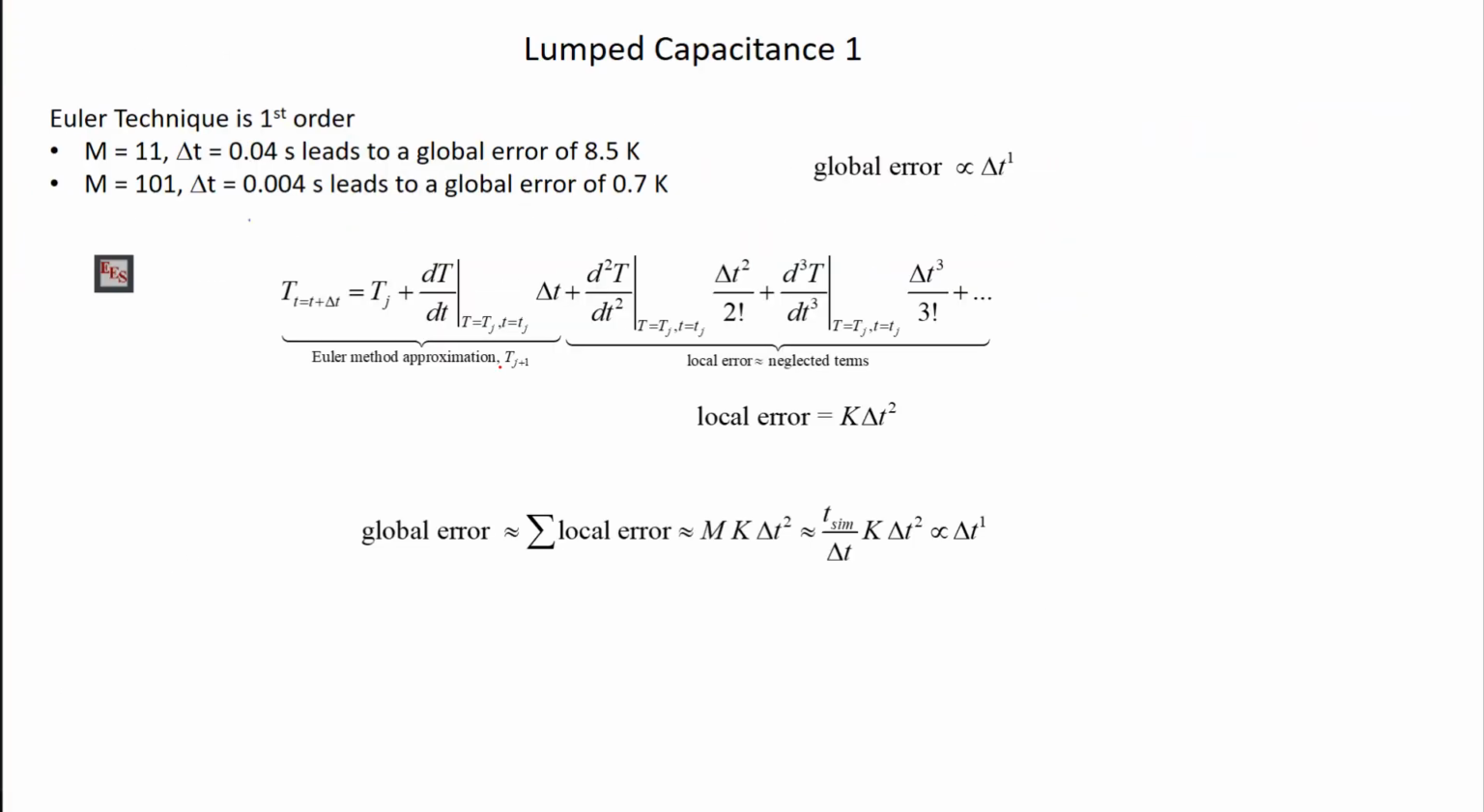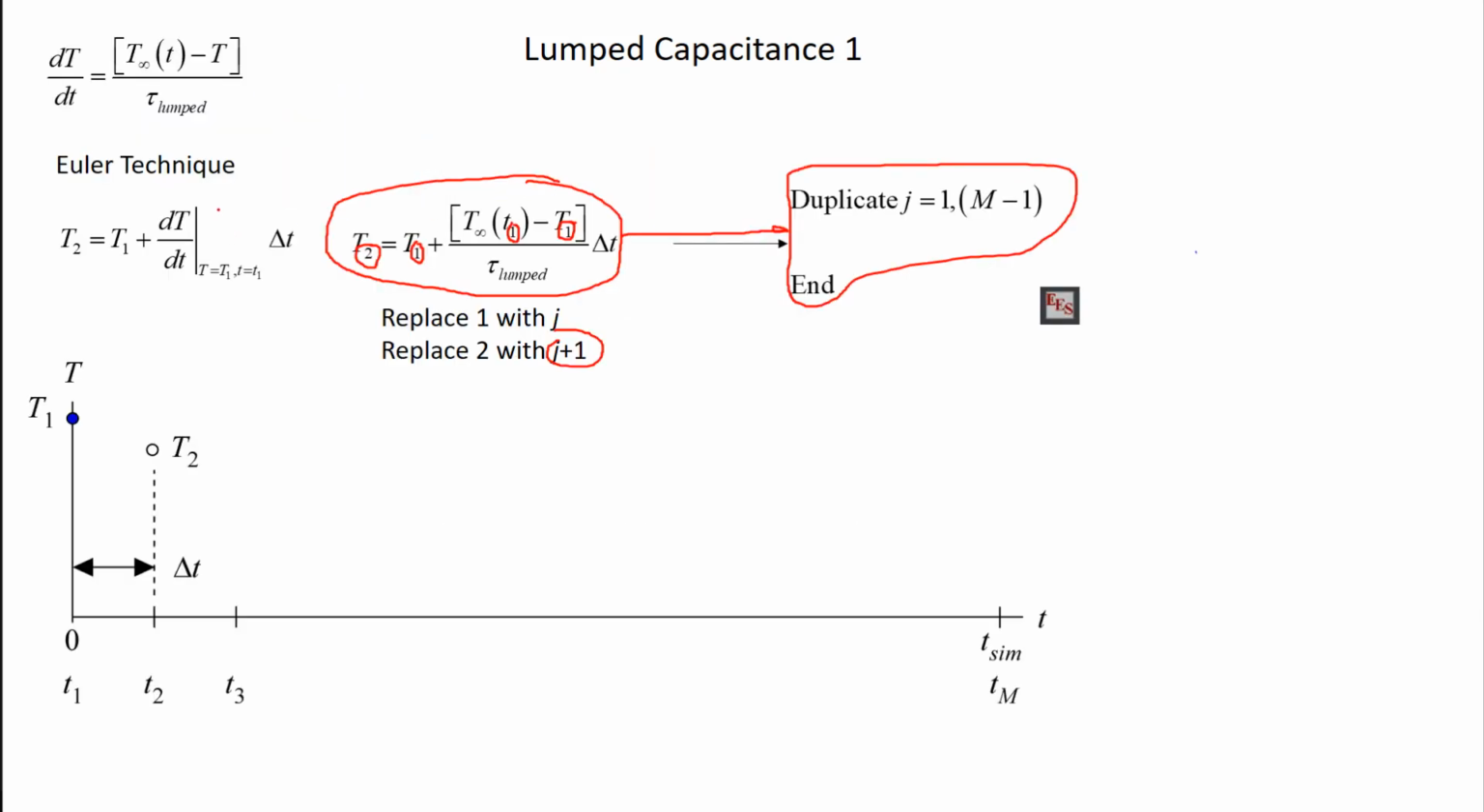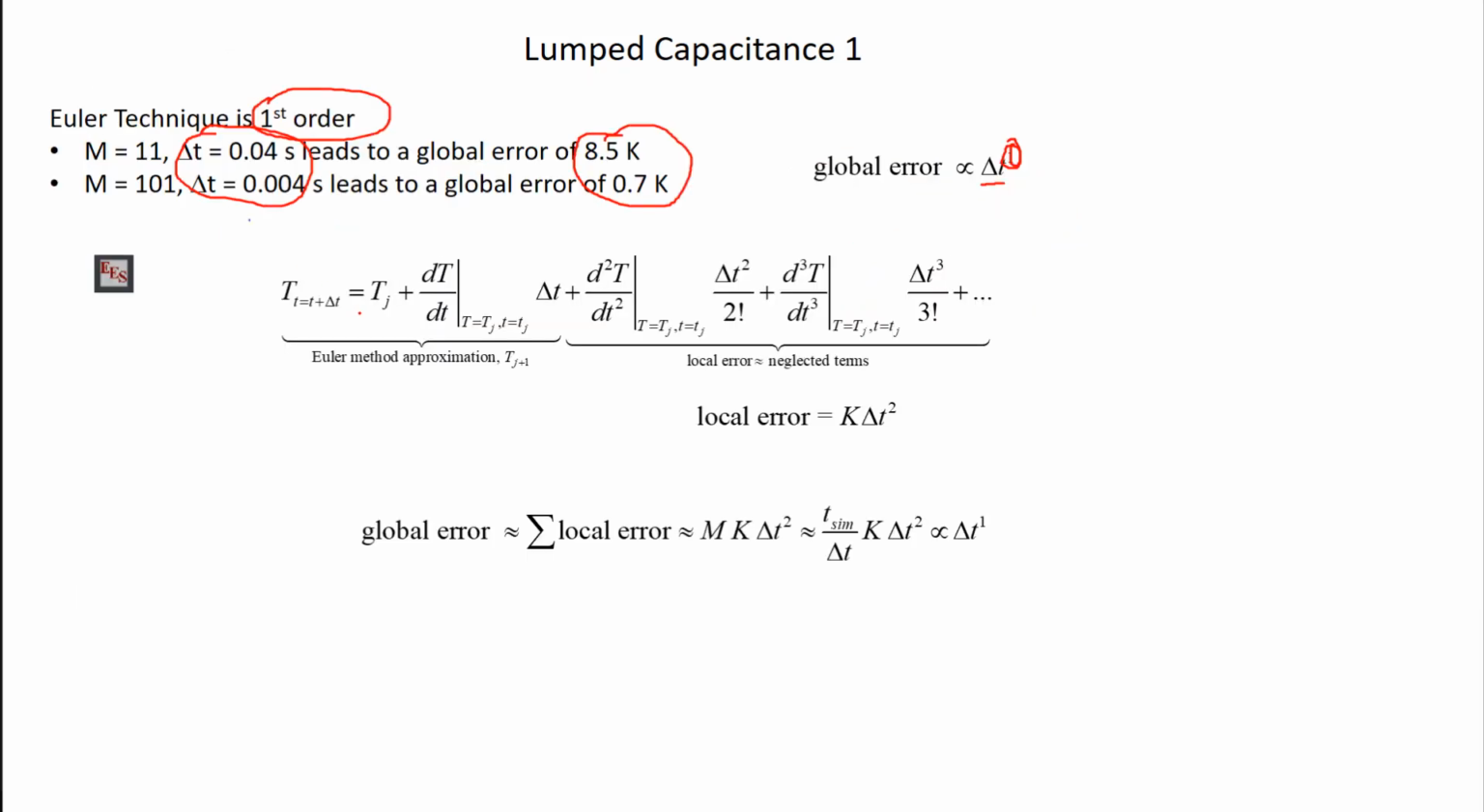So if you look at that, what it says is that a 10x reduction in the time step duration has led to approximately a 10x reduction in the global error. So the global error must be proportional to delta t to the first power, right? So that says that the Euler technique is first order. The other way you know the Euler technique is first order is because to get through a time step, for me to go from time 1 to time 2, I only had to evaluate the state equation one time. It's first order, okay?